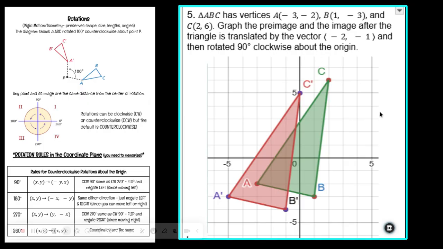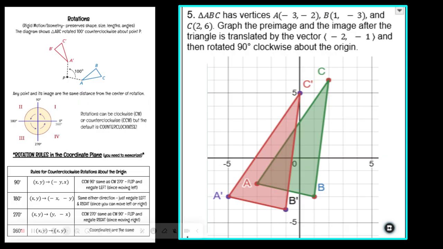Clockwise, where we're traveling like a clock, so turning to the right. So one turn is 90 degrees clockwise, 180 degrees, 270 degrees going clockwise, and then 360. And then counterclockwise, we're turning in the opposite direction of a clock. So one turn would be 90 degrees counterclockwise, 180 degrees, 270 degrees counterclockwise, and then 360 degrees.